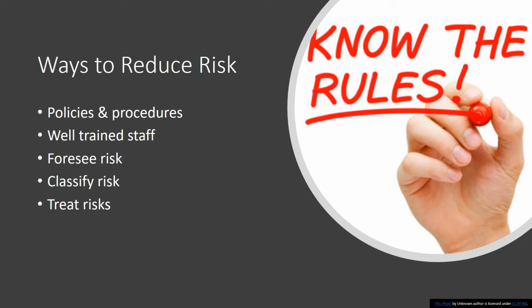Classify the risk in severity in terms of frequency also, so that you can have a better idea of what to expect and to have people be on the lookout for moderate risks that occur regularly, like people falling, maybe people drinking too much, and figuring out how to manage that. And then finally, you want to treat risks, and I'll talk more about that on the next slide.